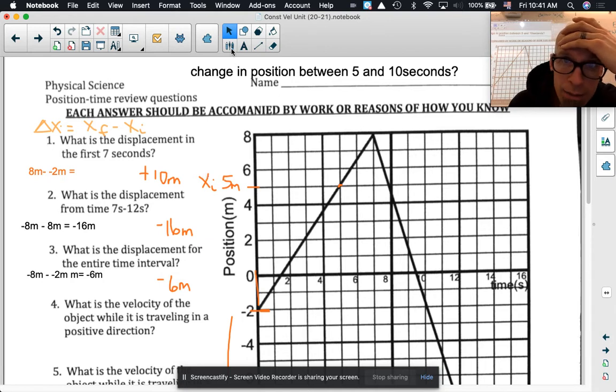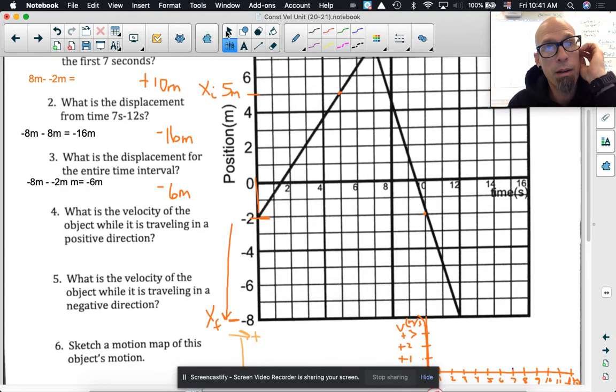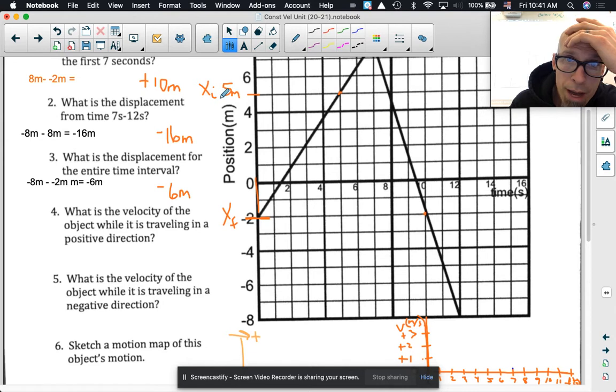Now, where was I at 10 seconds? Right here's 10. I'm just going to go down here, just to make it easier on us. It looks like it's about right here, which is where? That's -2 meters. So that means our final position is at -2. So I went from a positive 5 meters position down to -2 meters position.